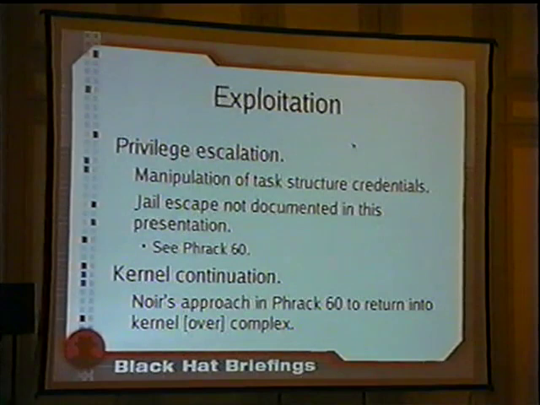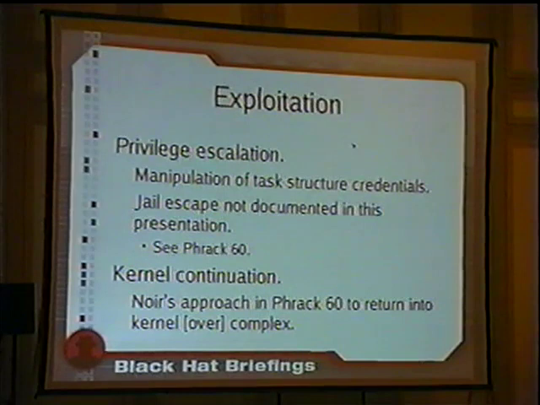Kernel continuation. If we look at Noir's exploit from Phrack 60, he went to a lot of work to return back into the kernel at a specific address, an address that would let the kernel continue running without crashing. In my opinion, this was not the most optimal way of doing things. It requires a lot of knowledge of what's already there. It requires offsets and addresses. It seems to be an overly complex method, and there are methods that we can use that avoid this problem completely.